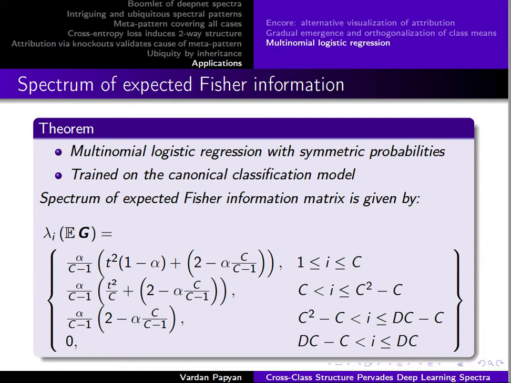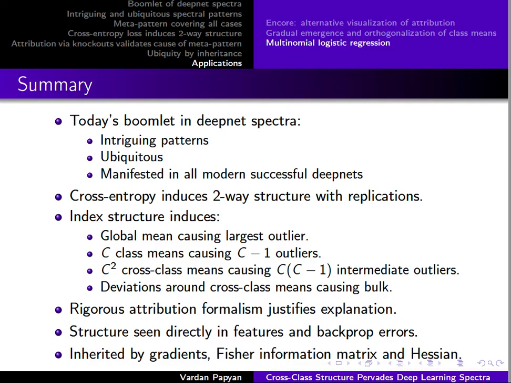So here's a summary. What I discussed today is a boomlet which happened in the last year in deep learning in measurements of different DeepNet spectra. I showed you a bunch of intriguing patterns which were ubiquitous, appearing everywhere, and which appeared in all the modern DeepNets that I ever looked at. And this structure is caused by the cross-entropy loss, which induces this CC prime two-way structure with replications I. And this index structure is inducing a global mean, which is causing the top outlier, C class means, which are causing the C-1 outliers, and C-squared cross-class means, which are causing the mini bulk.